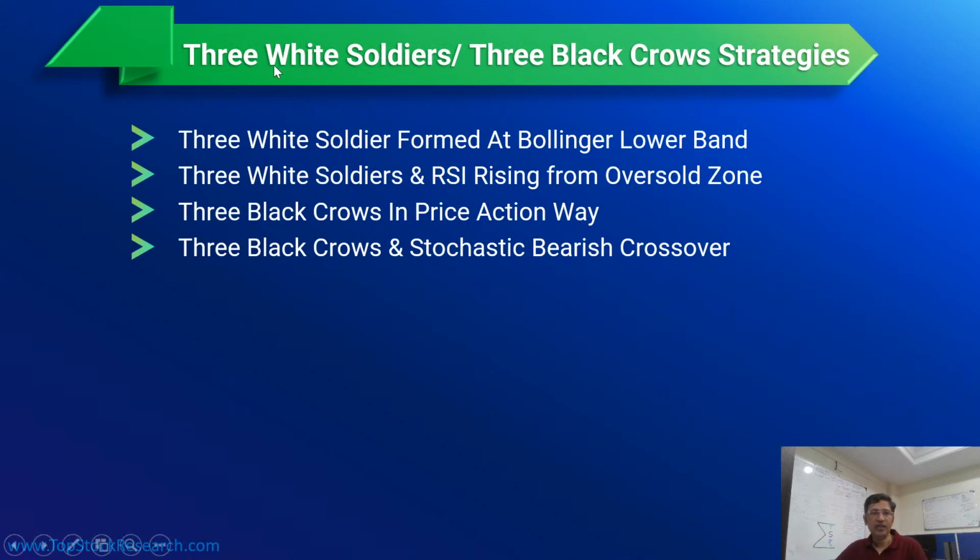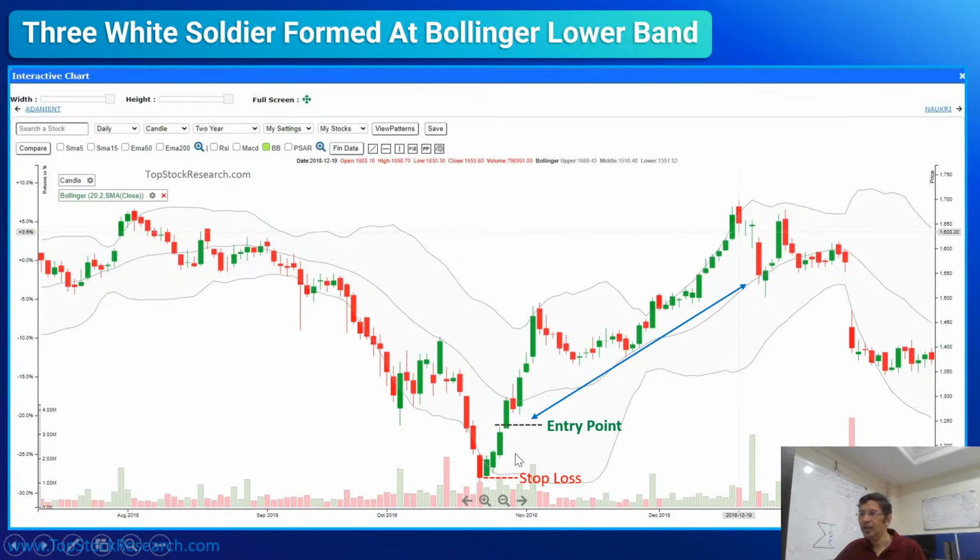So just opposite of 3 white soldiers is 3 black crows, right? Let's take an example of 3 black crows where it is formed. Basically, 3 white soldiers formed at a downtrend, bouncing from the Bollinger Band, right? Bouncing from the Bollinger Band, get an entry here, and a nice uptrend is formed.